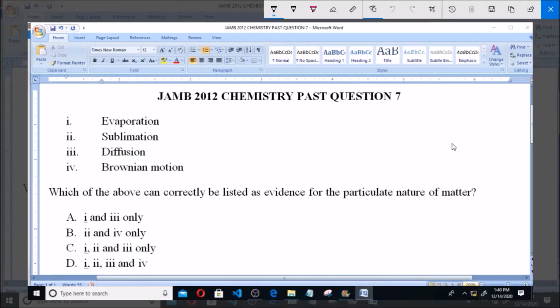I'll be answering JAMB 2012 Chemistry Past Question 7. Which of the above can correctly be listed as evidence for the particulate nature of matter? We have evaporation, sublimation, diffusion, and Brownian motion.